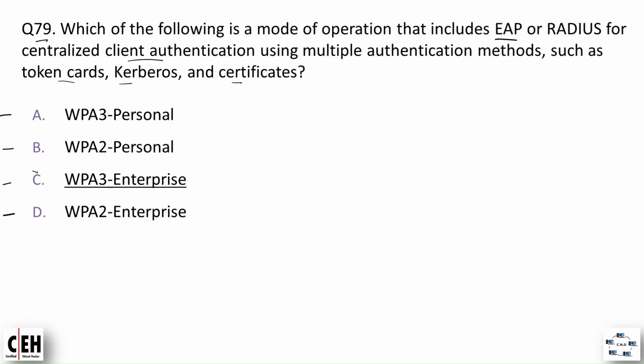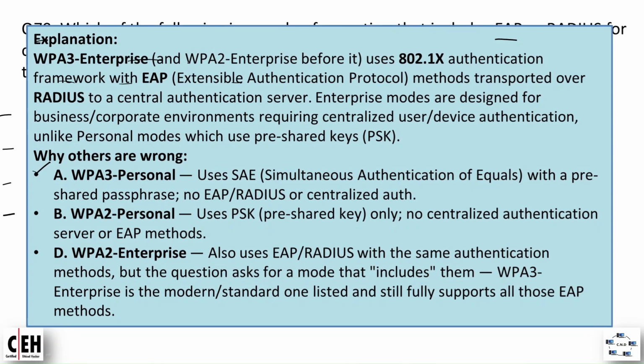Option C, WPA3 Enterprise. And the explanation is: WPA3 Enterprise, and WPA2 Enterprise before it, use the 802.1X authentication framework with EAP, that is Extensible Authentication Protocol, methods transported over RADIUS to a central authentication server. Enterprise modes are designed for business and corporate environments requiring centralized user and device authentication, unlike personal modes which use a pre-shared key, PSK. So why are the other options wrong?